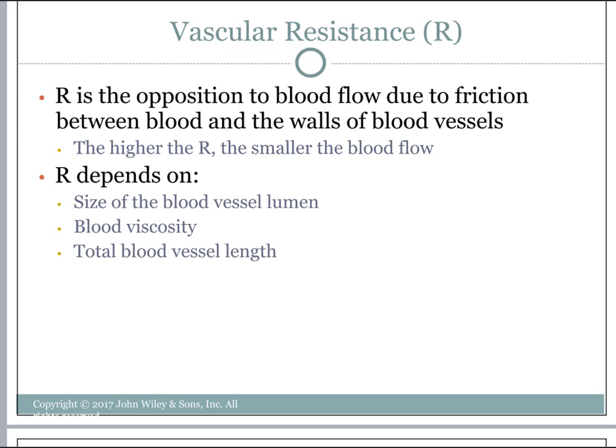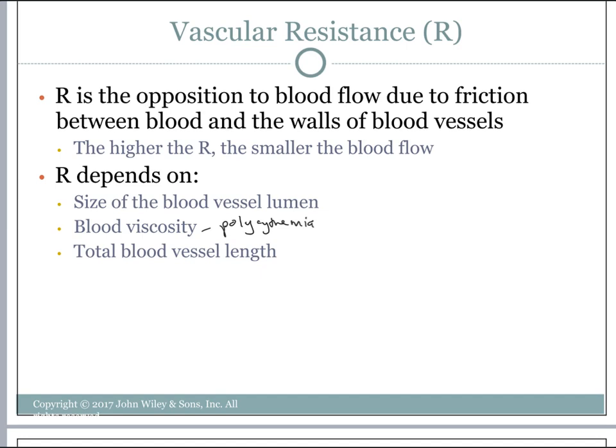One, total blood vessel length. We talked about increasing blood vessel length with things like obesity. Blood viscosity, so the thicker the blood, the harder it is to flow, so the higher the resistance. So conditions like polycythemia, when we talked about too many red blood cells in blood, cause this thick, viscous blood to flow. This can also affect R.